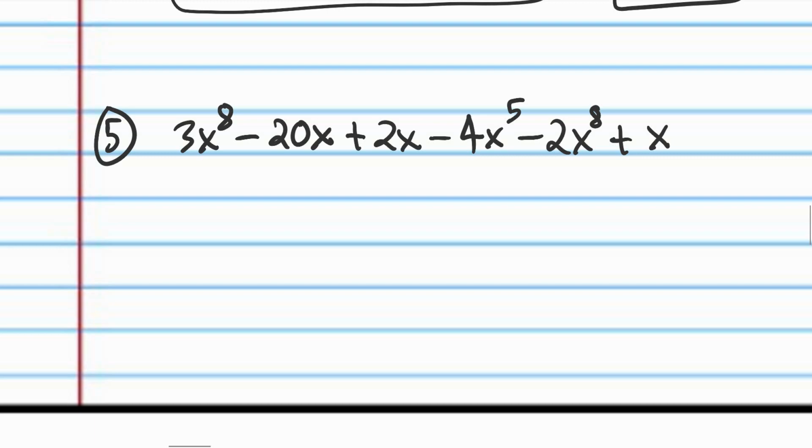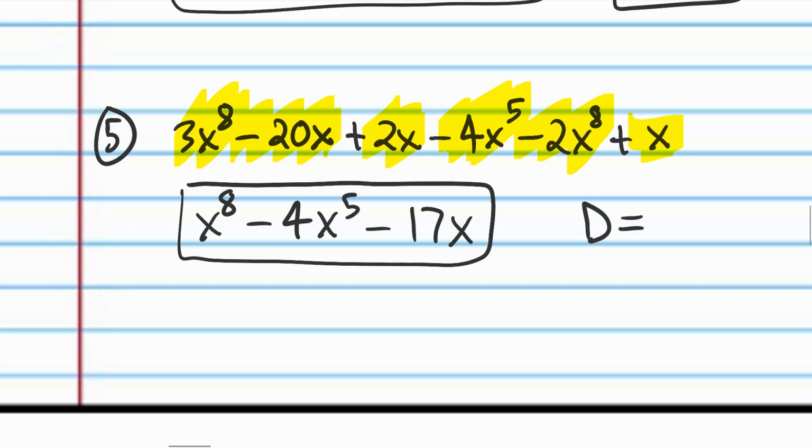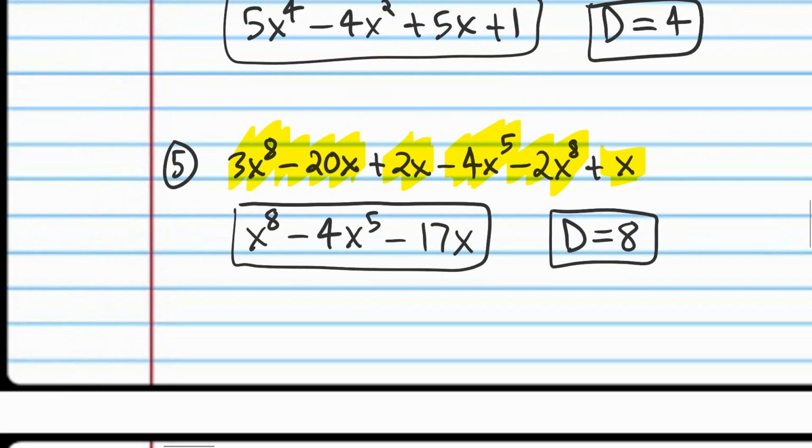All right, we're back. So we're going to combine the 8th power terms. And we're going to combine the 5th power term, but there's really nothing to combine with that one. And negative 20x plus 2x is negative 18x. Negative 18x plus x is negative 17x. So you cross those out. So if you got that answer, good job. And the degree is the highest power, which is 8. Highest power is 8. So again, if you got those answers, good job.